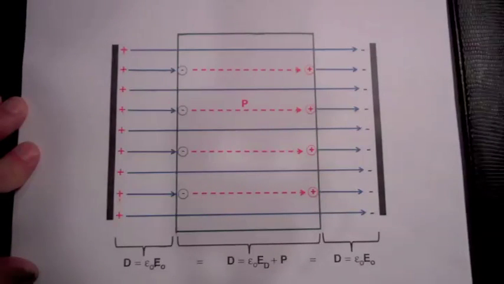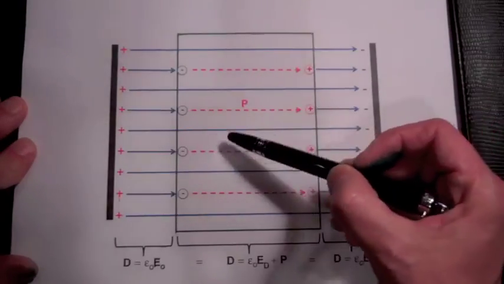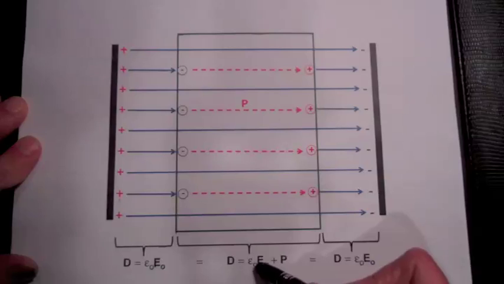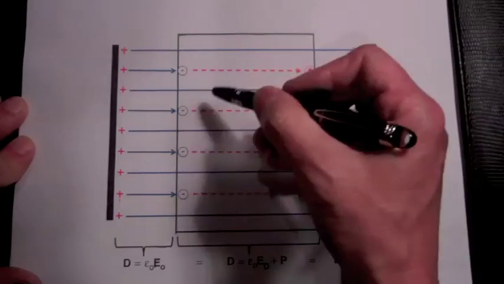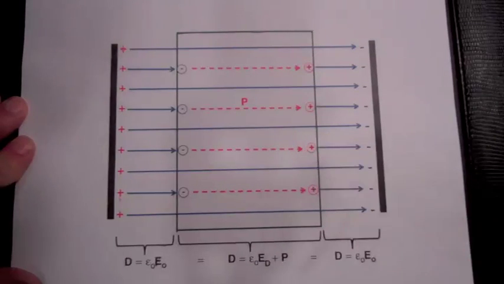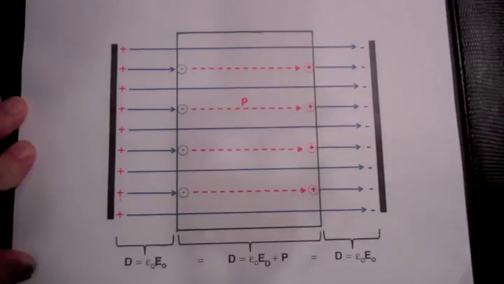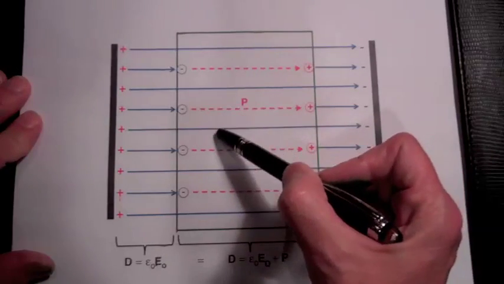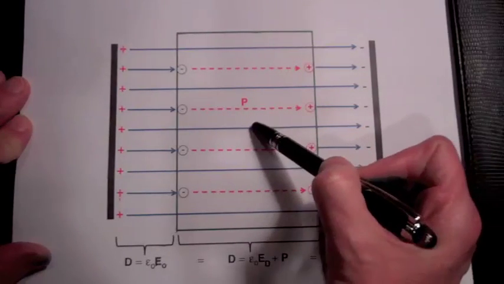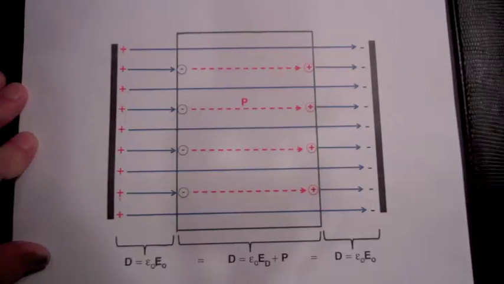So the electric flux density has to be constant throughout the structure, which means inside the dielectric, the electric field is going to decrease as the polarization field forms from the dipoles that form due to the electric field inside the dielectric. And so we see that we'll have a decrease in the electric field inside the dielectric because of the formation of the bound charges.